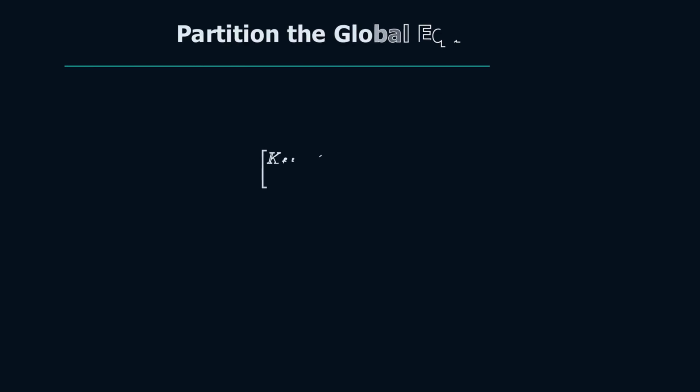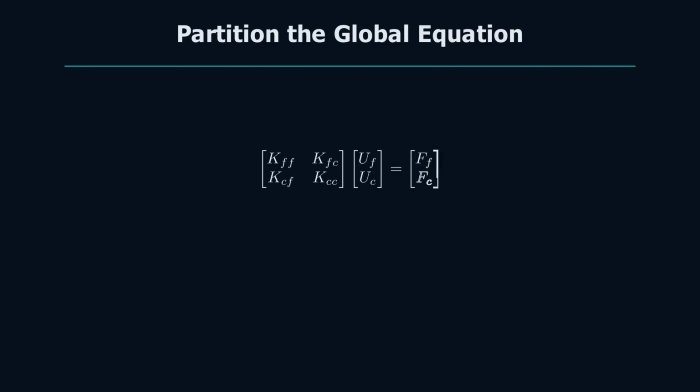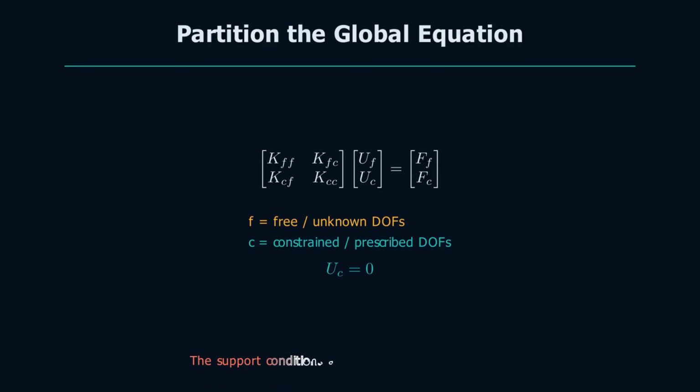Instead of modifying the physics of the structure, we partition the global equation into free and constrained degrees of freedom. The letter F denotes free degrees of freedom, while C denotes constrained degrees of freedom. Because all prescribed displacements are 0 in this example, the unknown part reduces to a smaller system involving only the free degrees of freedom.